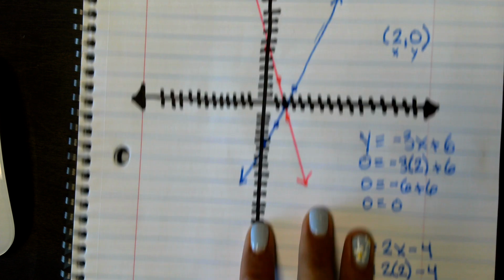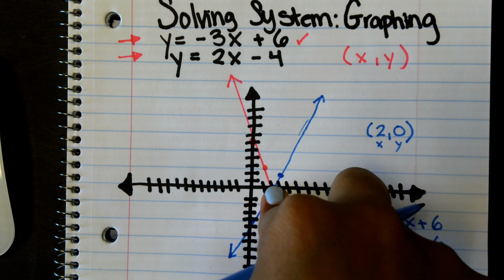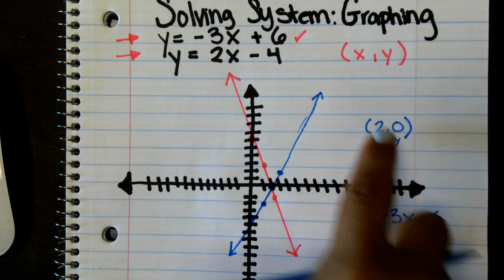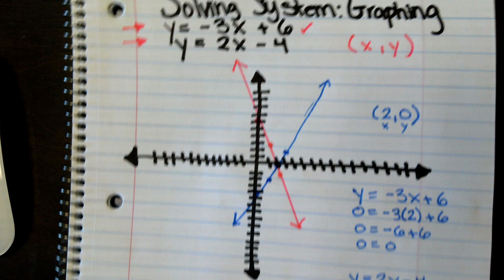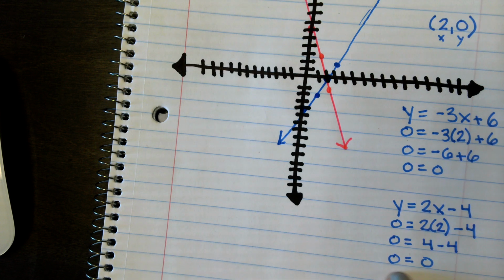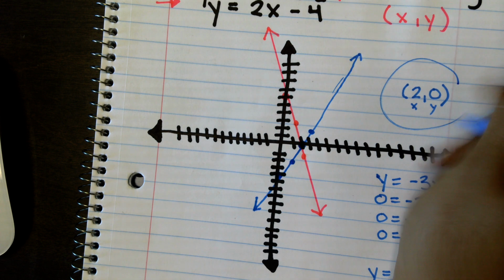So this is super cool, right? When you graph these two, wherever they intersect is the solution to both equations. It makes those equations very, very much true. Okay, so this would be our answer, our solution.